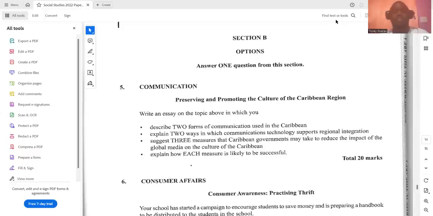All right, so if you decide to do communication, this is how we're going to answer. Are you ready? Let's go. It says, preserving and promoting the culture of the Caribbean region. Write an essay on the topic above in which you, one, describe two forms of communication used in the Caribbean.